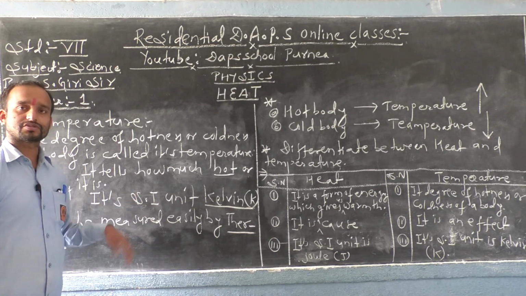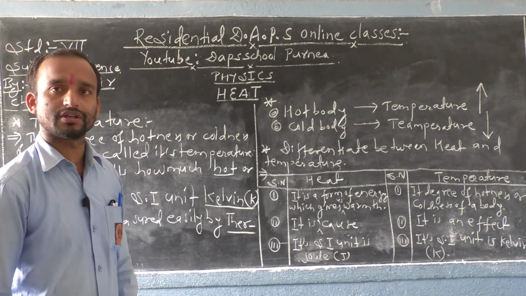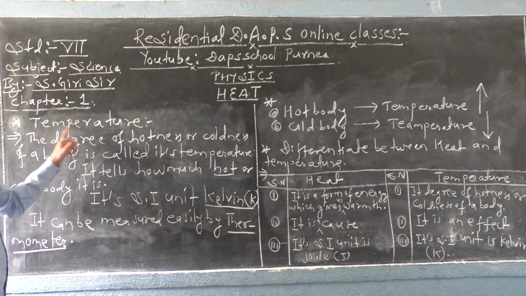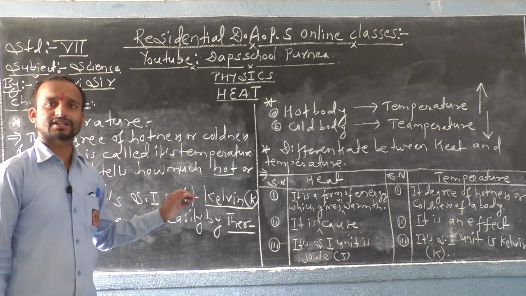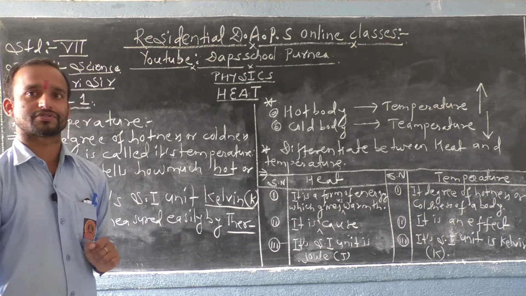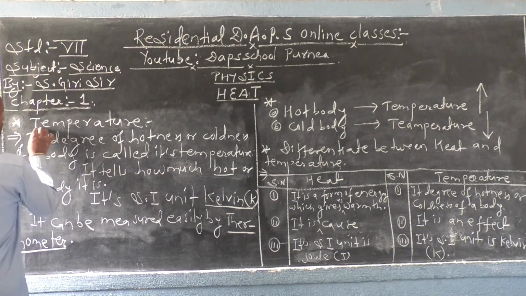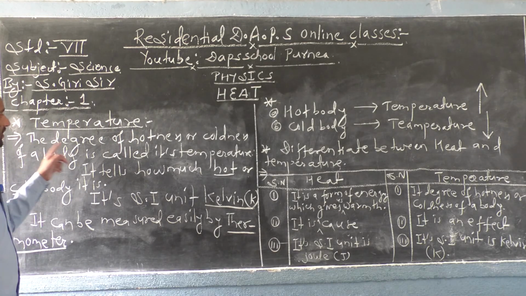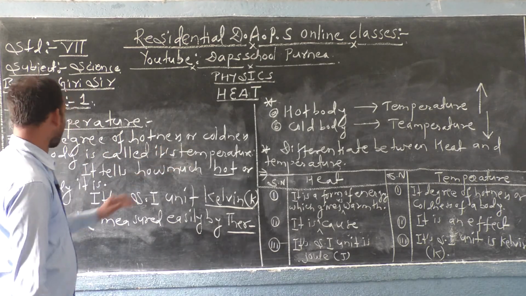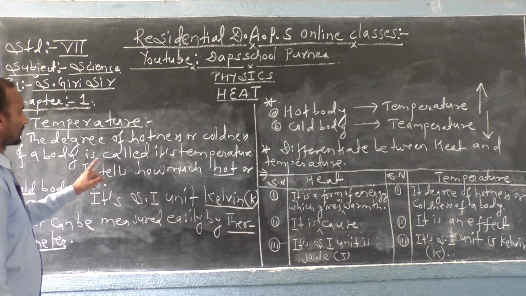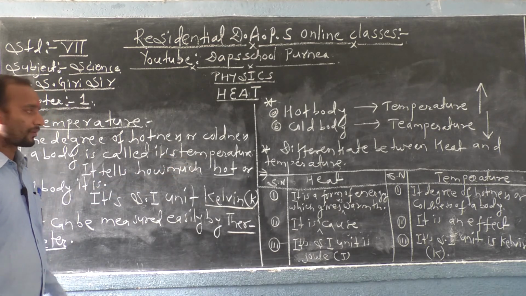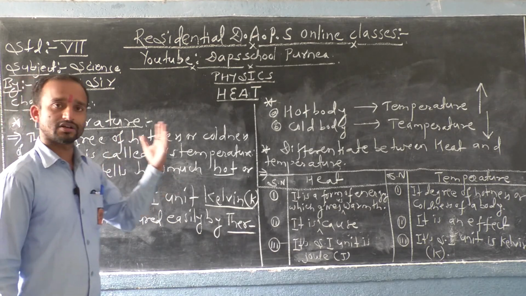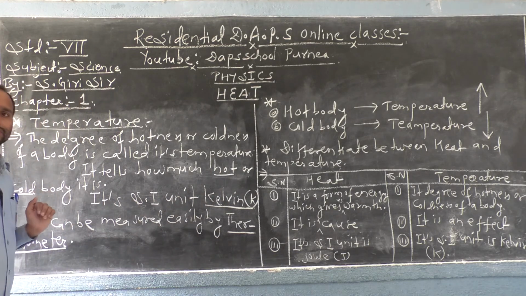So now dearest friends, after the discussion of heat energy, hot body and cold body, the next topic is about temperature. You might have heard about temperature. Now let me clarify what exactly temperature means. Simply, you have to write: the degree of hotness or coldness of a body is called its temperature. It means how much that particular body is either hot or cold.